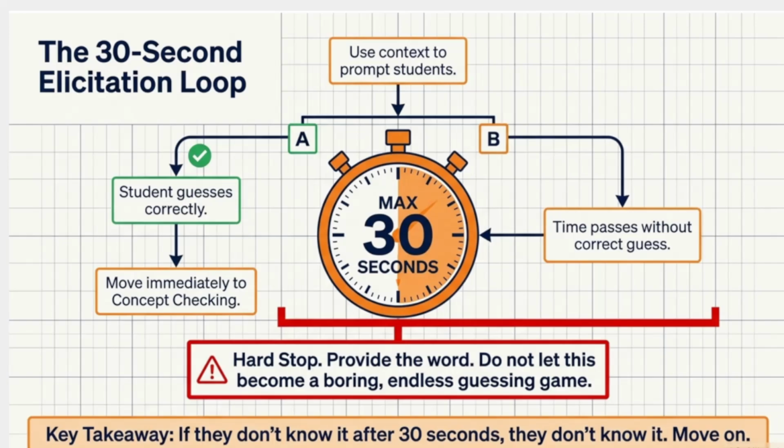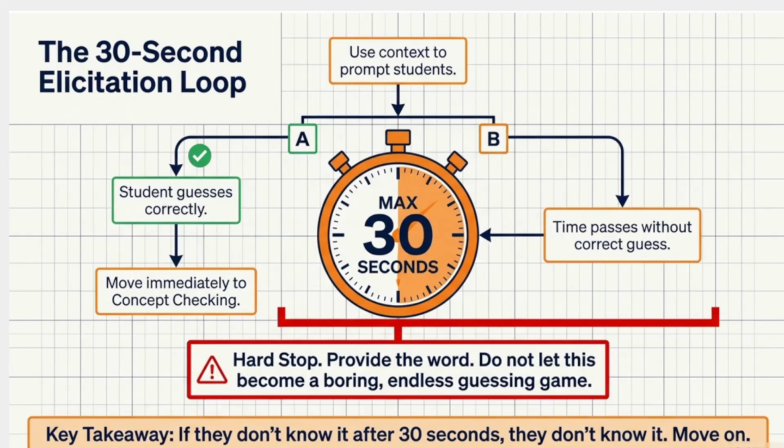The 30-second elicitation loop. After establishing context, we move to elicitation. The purpose of elicitation is to give students an opportunity to produce the target language themselves. For example, imagine that I show students a picture of a briefcase. I might say, "It is a bag. You take it to work. It starts with B." Then I wait. Students might say, "Bag, box." Eventually, someone may say, "Briefcase." Excellent. We have successfully elicited the word.